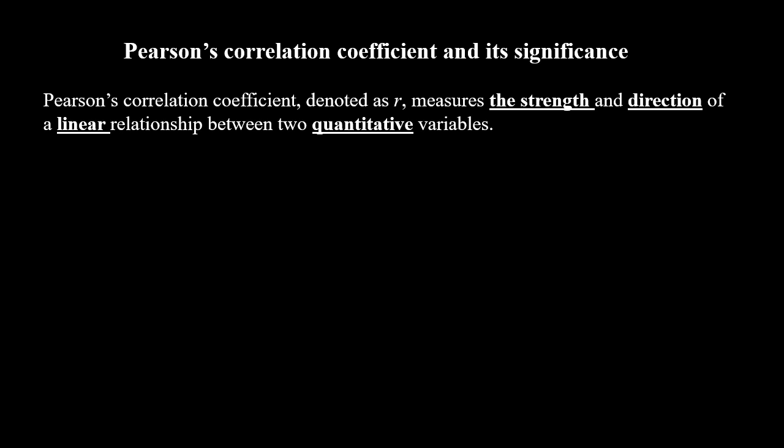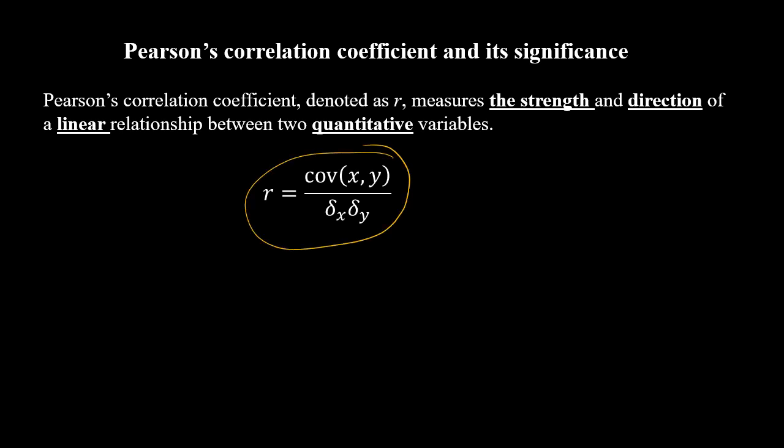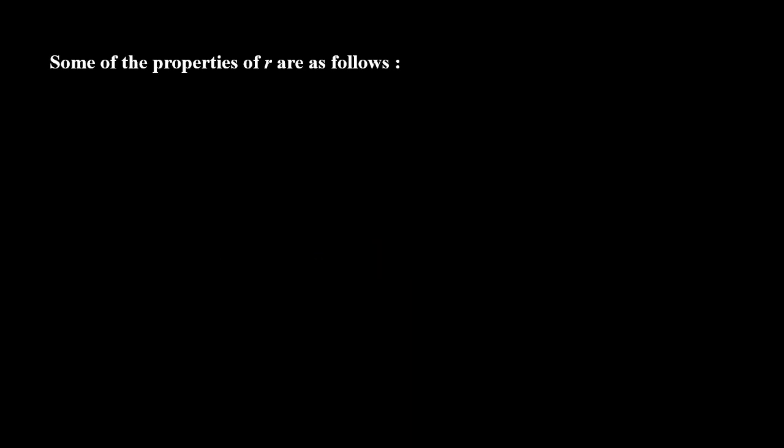Pearson's correlation coefficient, denoted as r, measures the strength and the direction of the linear relationship between two quantitative variables, and the formula of this correlation coefficient is as follows. So r is the covariance between two variables x and y divided by the standard deviation of x times the standard deviation of y. So here r is known as the sample correlation coefficient.